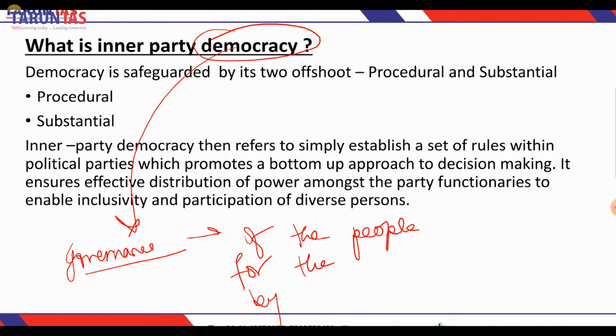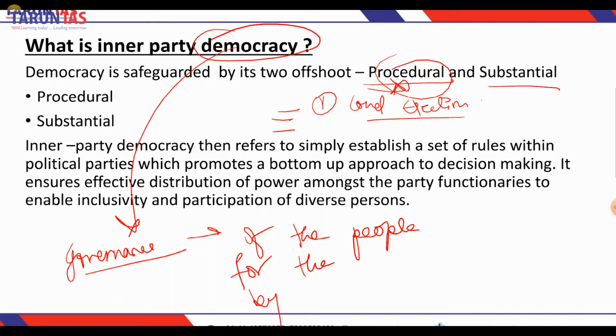Democracy has two offshoots which need to be fulfilled so as to achieve the objectives of democracy. The first is procedural democracy and the second is substantial democracy. Procedural democracy means the procedures which are conducted so as to achieve the objectives of democracy, the first being the conduct of elections. The fair and free conduct of elections is procedural democracy, and substantial democracy is upholding the values of democracy. Alright, so we have procedural democracy and we have substantial democracy.